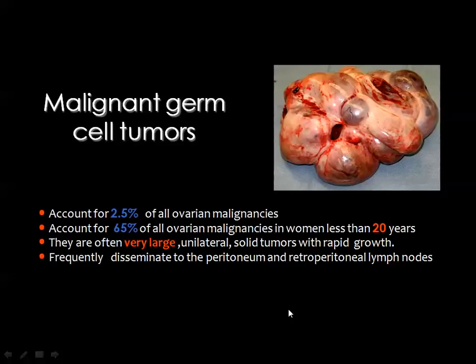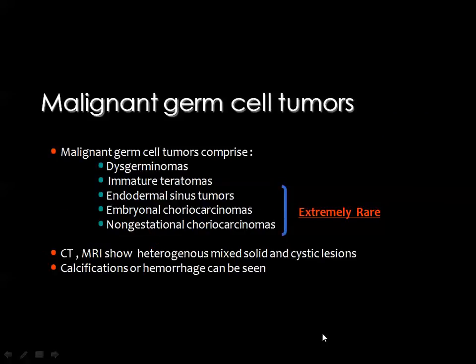These lesions are characterized by a very large size, and the tumor in most of the cases is usually solid with rapid growth. In order to diagnose this lesion very simply, you see that the age of the patient is young and the size of the tumor is big. Then you know that you are dealing with one of these malignant germ cell tumors.